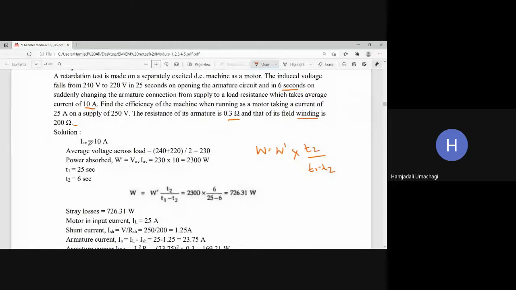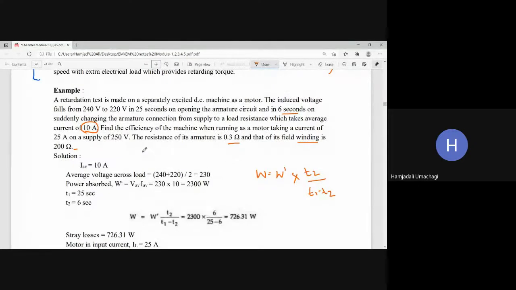I average is how much here? I average is given as 10 ampere. Then what is the average voltage across the load? The voltage has changed from 240 to 220, so we should take the average. Average means 240 plus 220 volts divided by 2, that is 230 volts. So this is my V average. V average is 230 volts and I average is 10 ampere.